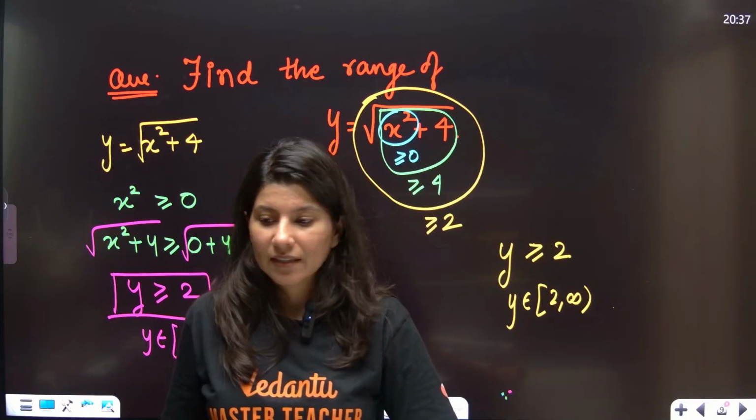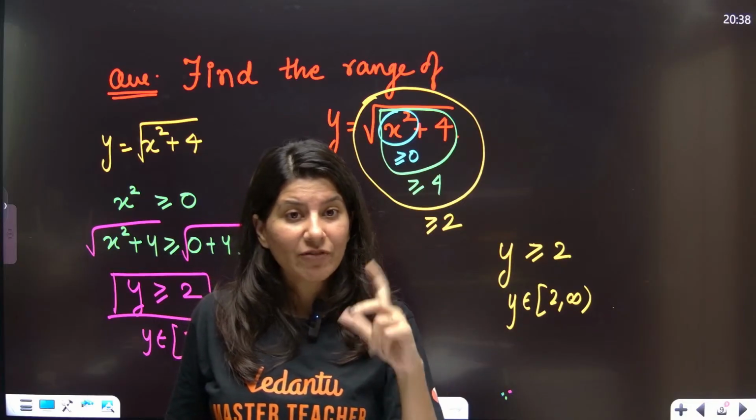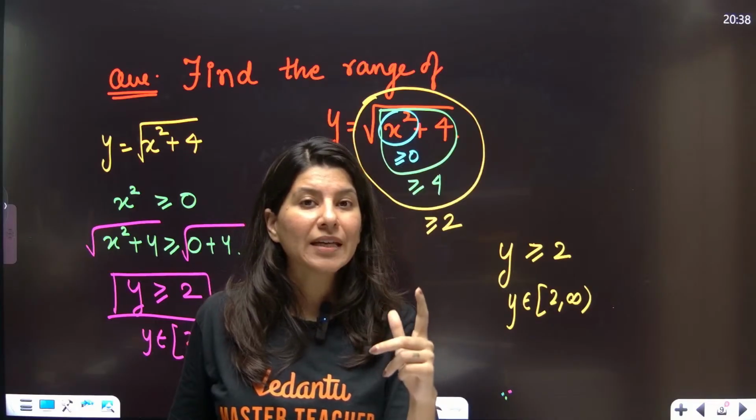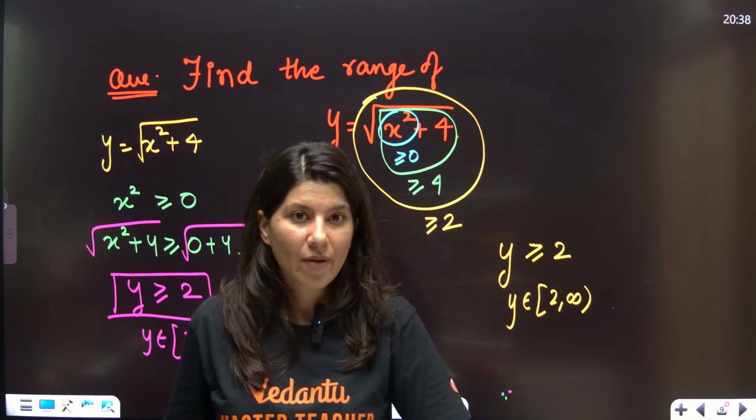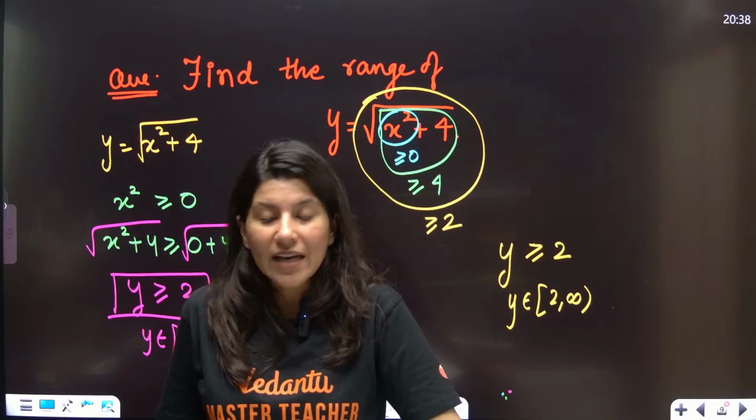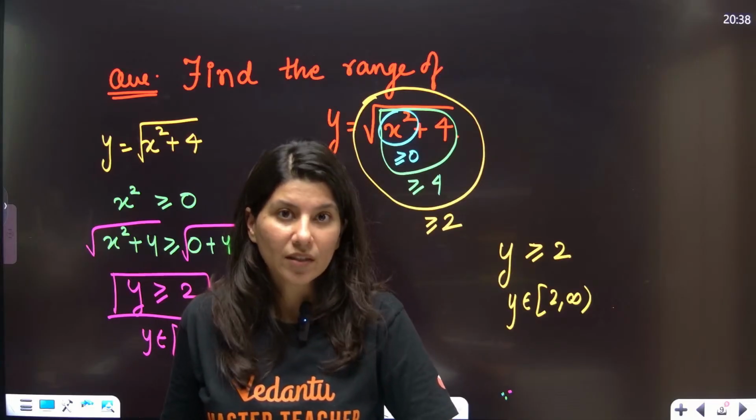Okay? Are you understanding? There is a difference between calculation of domain and calculation of range. So why are you even applying the wavy curve method?